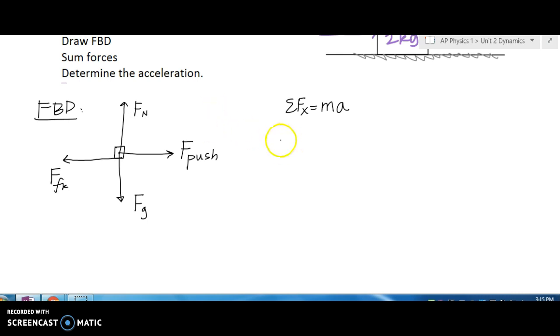So in the x direction, you've got force push minus force friction, kinetic, is equal to ma. Now in the y direction, it's just not moving up or down. It's not in an elevator, it's not on an escalator or some forklift that's raising it up. So the forces in the y direction are balanced.